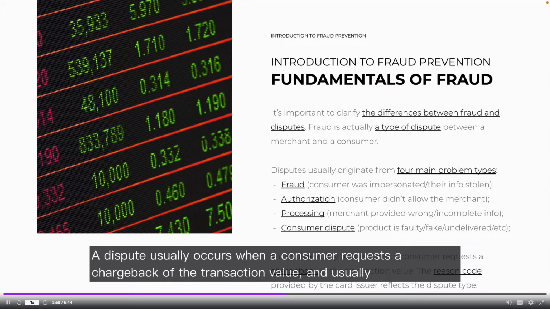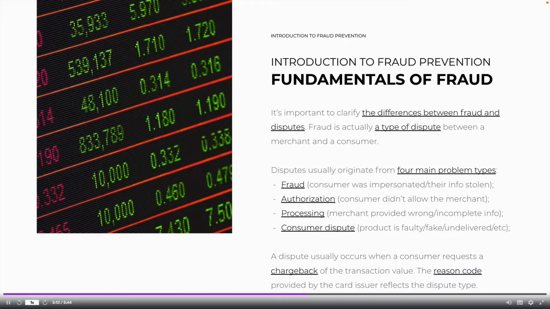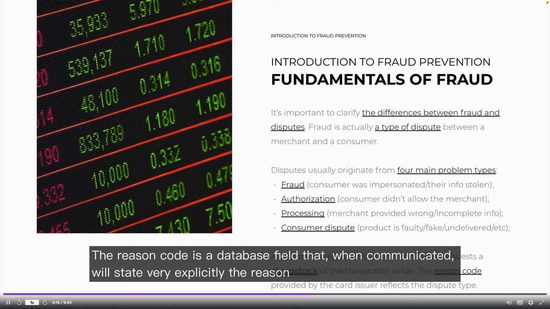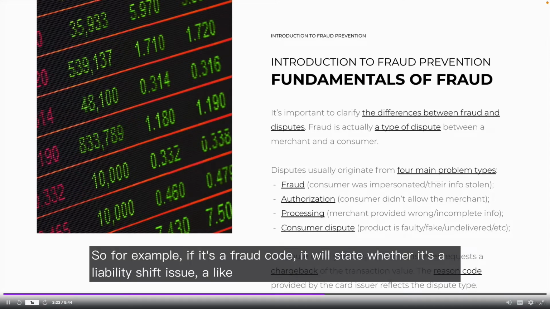A dispute usually occurs when a consumer requests a chargeback of the transaction value, and usually the reason code provided by the card issuer, like Visa or MasterCard, reflects that specific dispute type. The reason code is a database field that, when communicated, will state very explicitly the reason for the chargeback. So for example, if it's a fraud code, it will state whether it's a liability shift issue, a flagged merchant, or another reason.